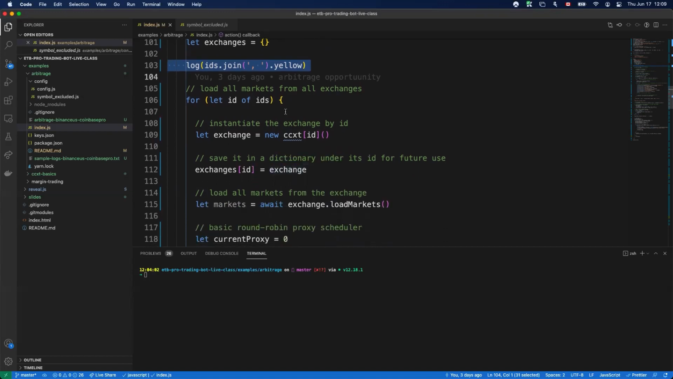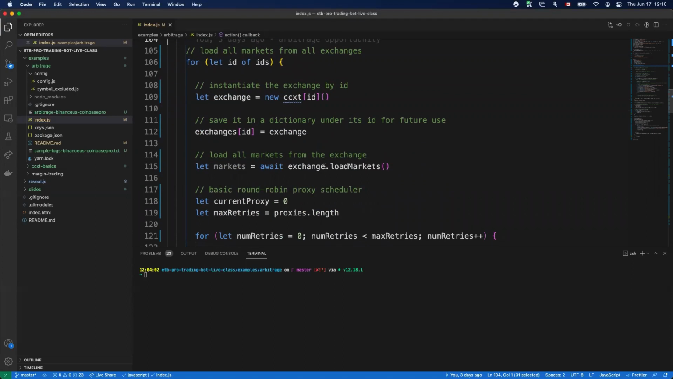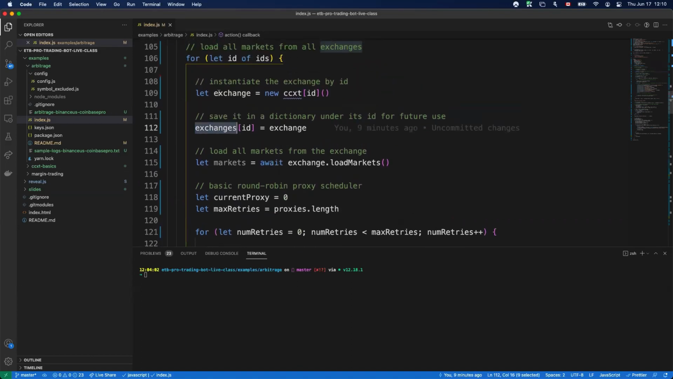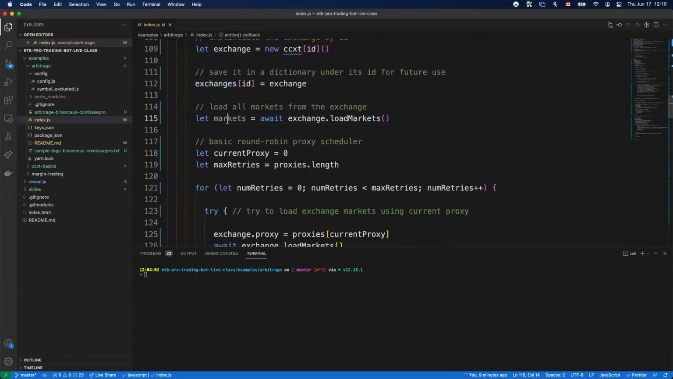After that, we will be loading all the markets from all the exchanges, and the bot is going to see if there is a possibility of arbitrage, if there is an intersection of the assets, and if there is a match, to be precise. So we're going to save it in a dictionary called exchanges for the data of each and every exchange. Once we have that, we're going to grab all the markets from the exchanges.